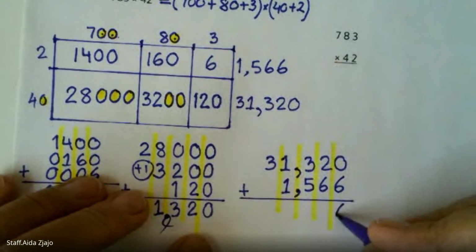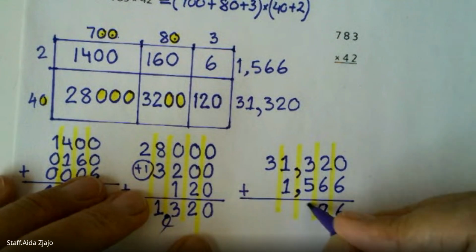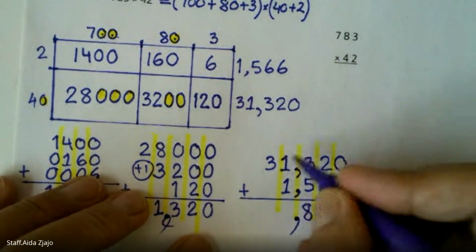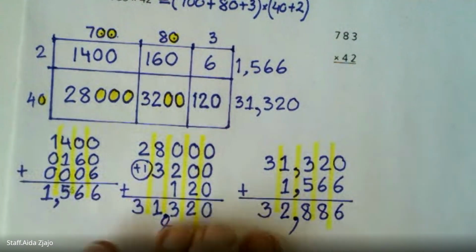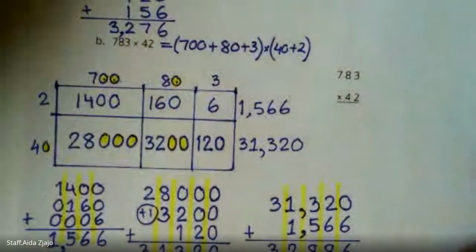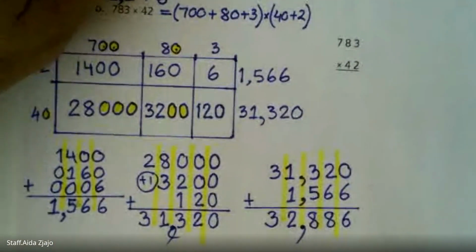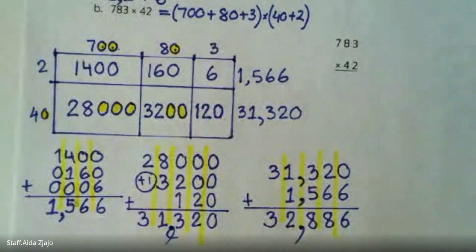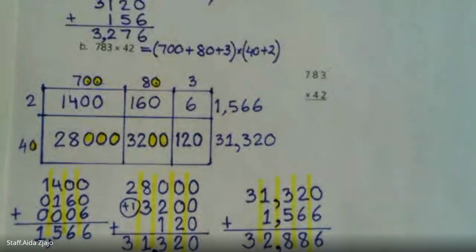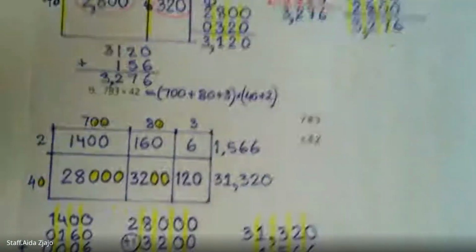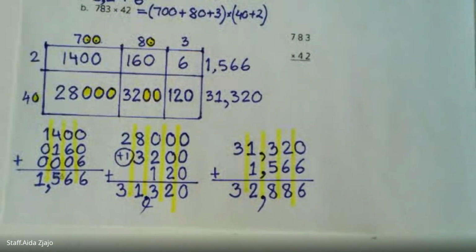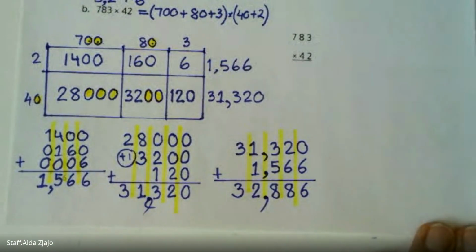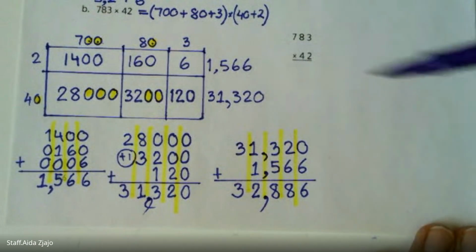final answer 688, comma 2, 3. So the final product for this is going to be 32,886. Okay, I'm going to make this a little bit up so you can see better. Okay, so this was the area model. Look how much work we have done.